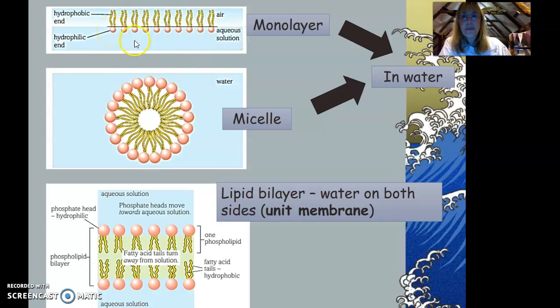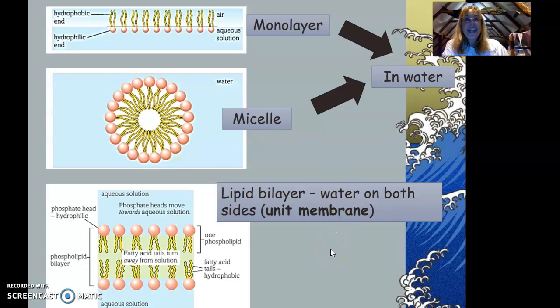And you can see over here, at the bottom over here, I've got water, and you can see the phospho heads in the water. So that's the hydrophilic end, and the hydrophobic bit will stick in the air if we have a monolayer. But if I put it in water, because it's surrounded by water, what happens is the little fatty acids, they move to the inside, creating this micelle. This is how this is described, with the phospho heads on the outside.